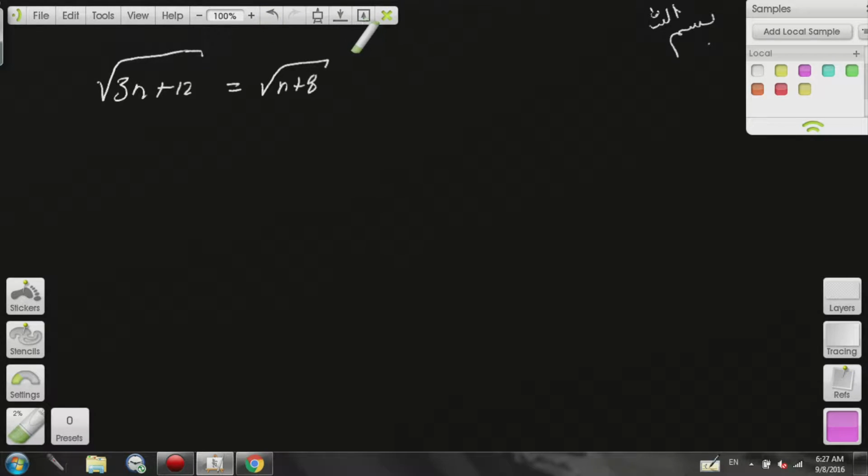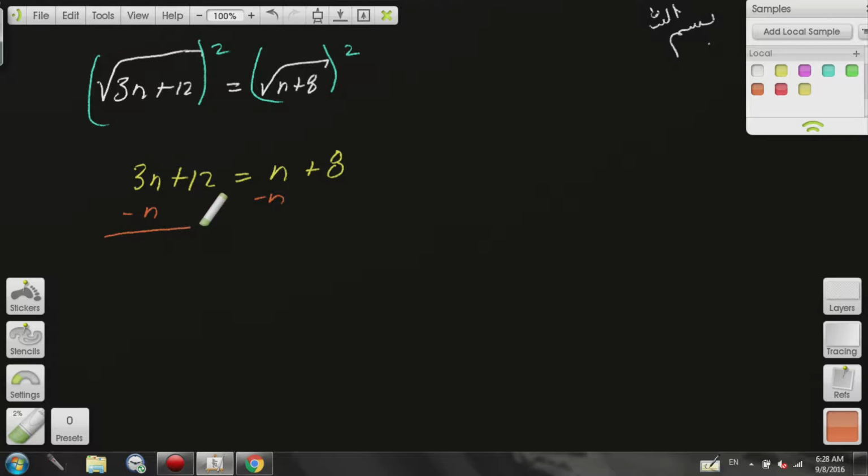Now look at this one. This is interesting because it has a radical symbol on both sides. Okay, but if you observe, both radical symbols are isolated. There's nothing attached to them. So what do we do? Well, we square both sides just like we did, because then you get rid of the radical signs on both sides. Then you get 3n plus 12 equals n plus 8. Easy as that. And then you solve for n. Okay, so you subtract n from both sides like this. So you get 2n plus 12 equals 8.